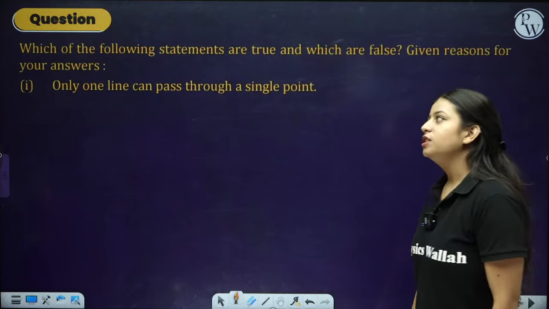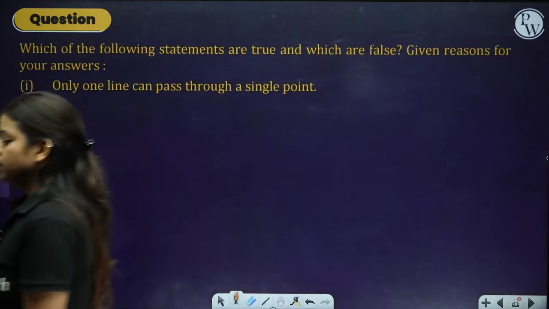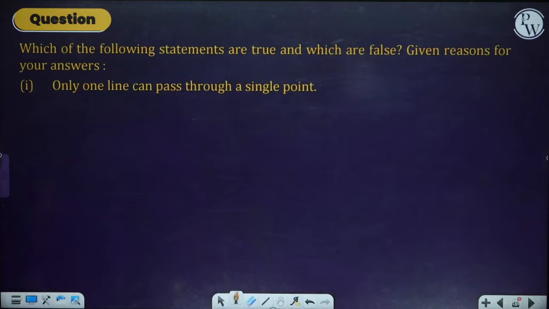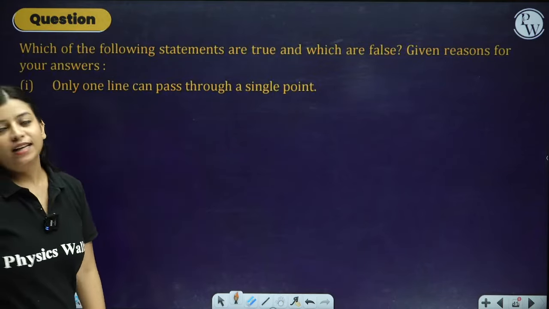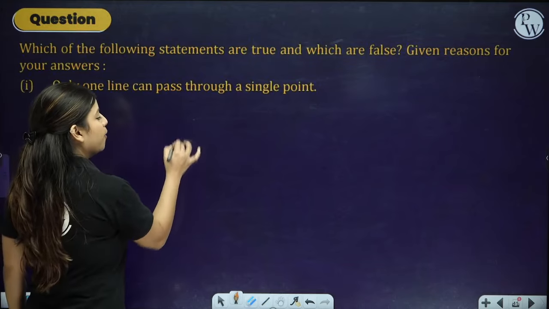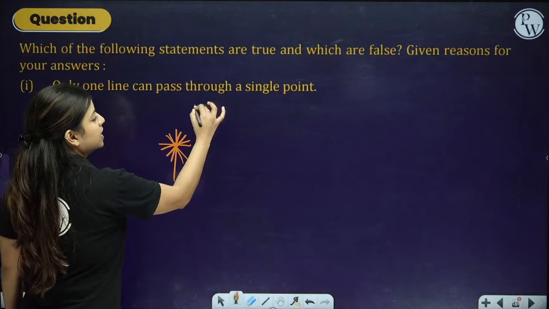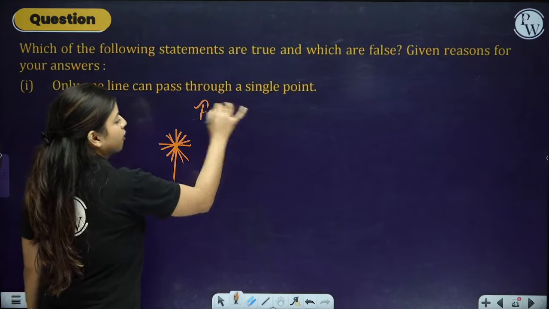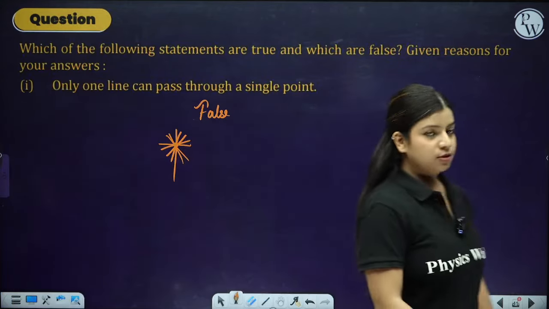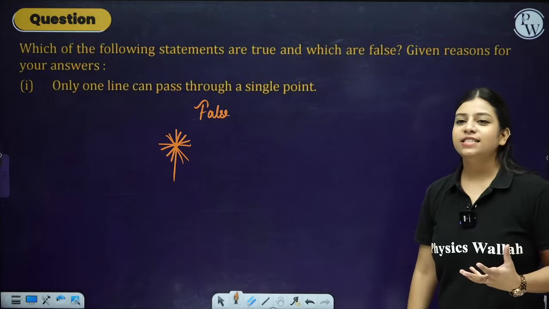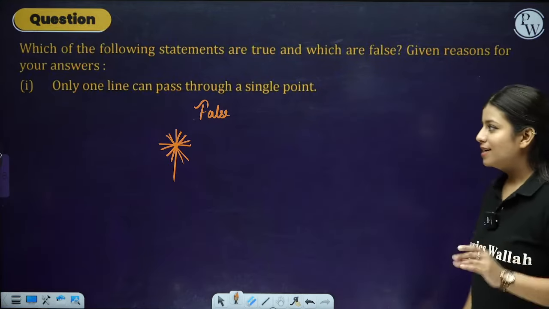Now the next questions are true and false. What does this question say? The question says, only one line can pass through a single point. If we have a single point, infinitely many lines can be drawn through it. So this statement is a false statement.